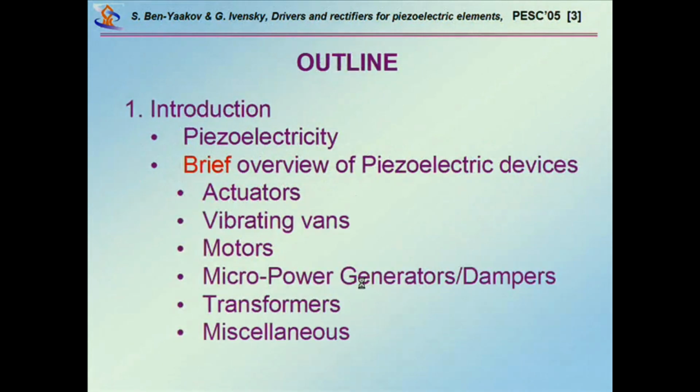The outline, let me go over briefly: we have the first part, an overview of the devices that I'll be talking about, just to have a feeling of what devices are available today. We're talking about actuators, vibrating vans, motors, generators and dampers. We'll talk about transformers and then some other odd devices.